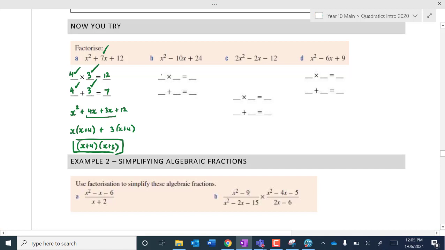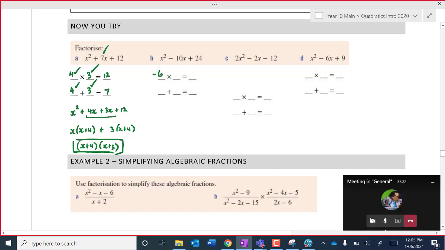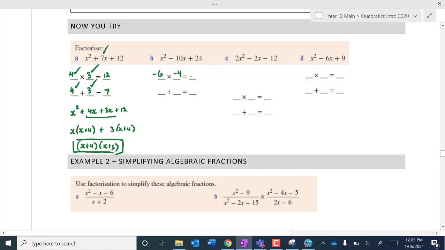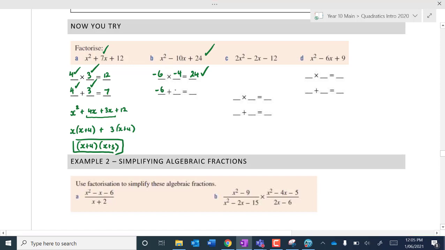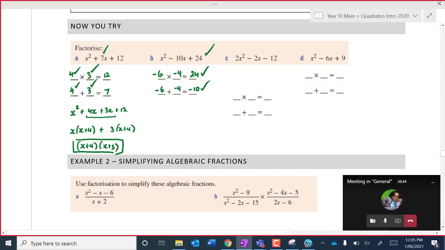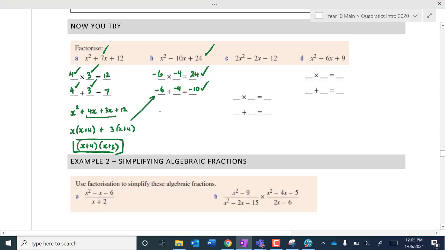-6 and -4. So Oscar has said that we've got -6 and -4. Well, they both multiply to give 24. Yes, and they add to give -10. So we could do it the long way, and we're going to get that every time, but let's just do that straight away. We've got x minus 6, x minus 4.